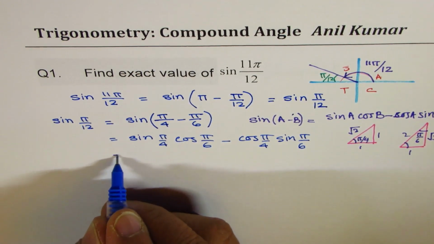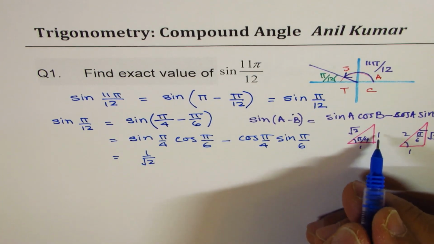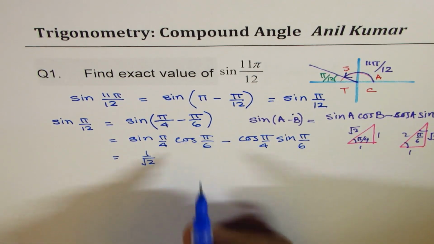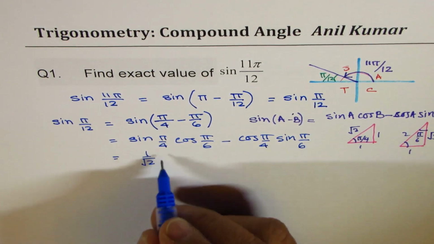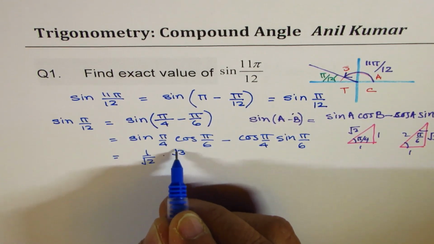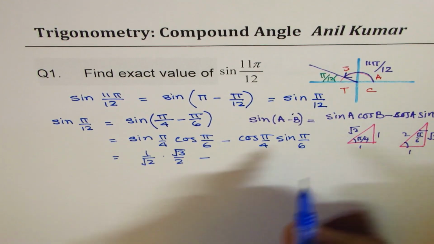So we can write those values as sine pi by 4 is 1 over square root 2. Cos pi by 6, you have to see from this side, cos is adjacent side, square root 3 over 2. So it is square root 3 over 2 minus cos pi by 4, 1 over square root 2.